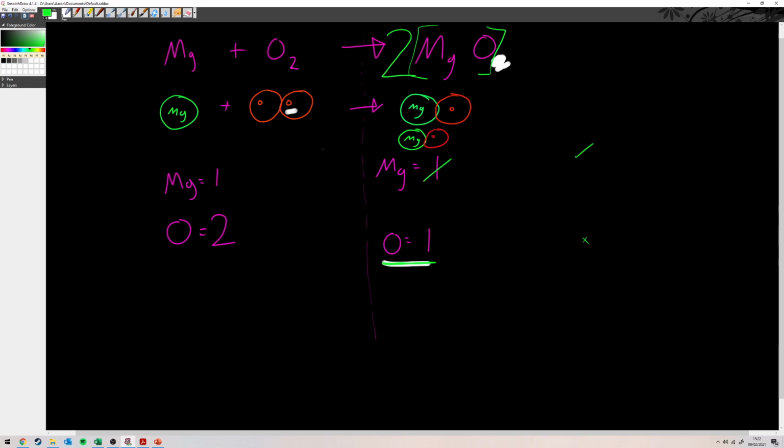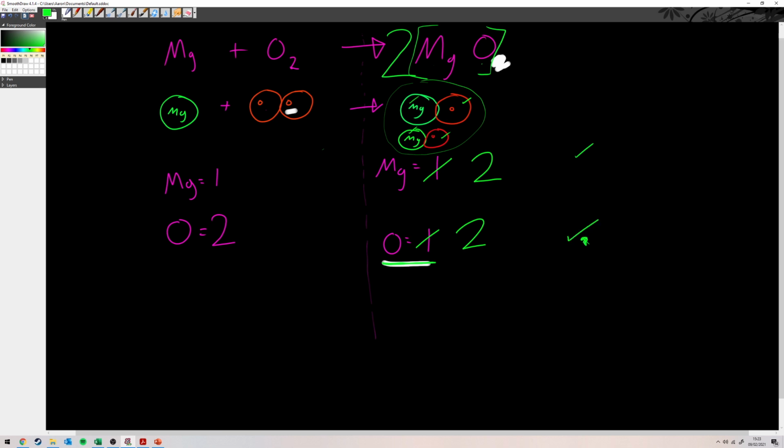Let's recount, because I've changed what's happened. How many magnesiums do I now have? I now have 2 magnesium atoms. I now have 2 oxygen atoms. 2 of these means 2 oxygens, 2 of these means 2 magnesiums. Or look at your diagram and count up the atoms. 1, 2 magnesiums, 1, 2 oxygens. Well, the oxygens are now balanced, which is good.